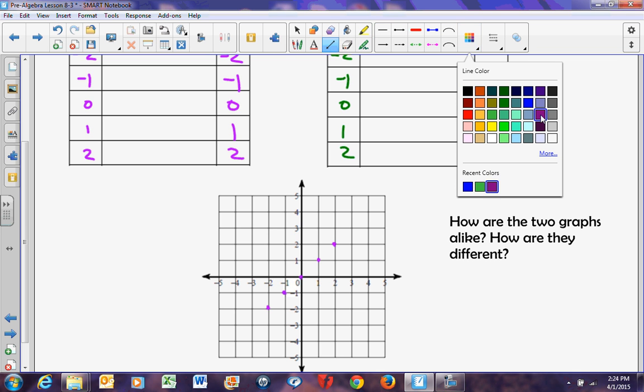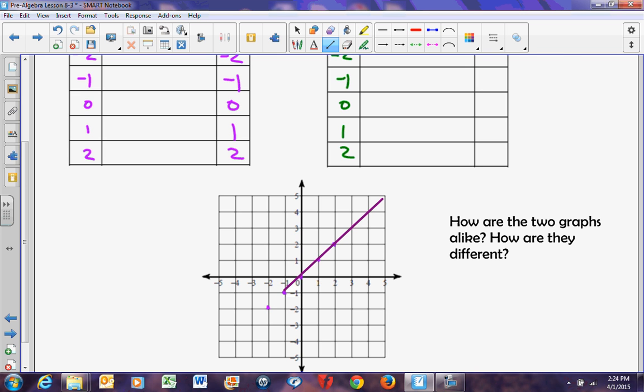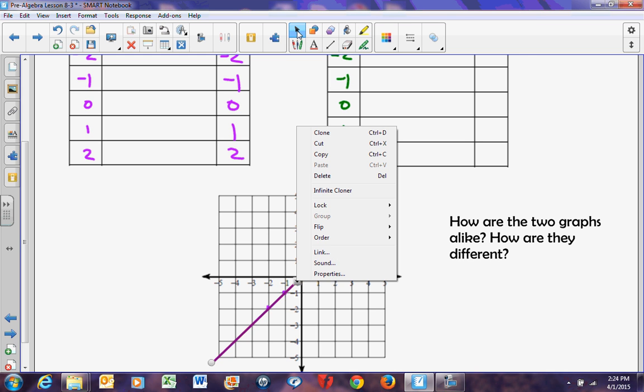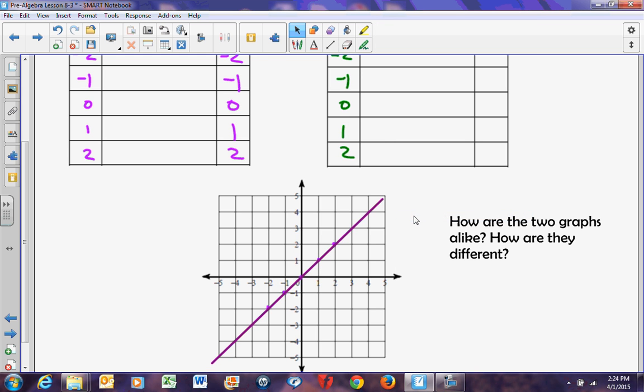I'll graph this in purple, more purplish. There we go. There's my graph of y equals x.